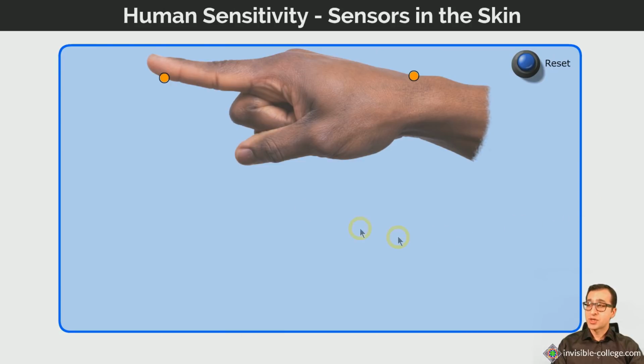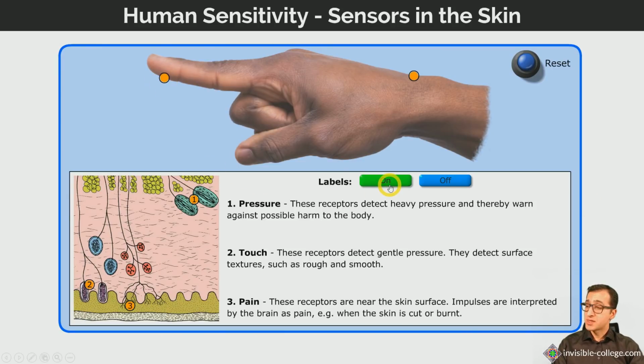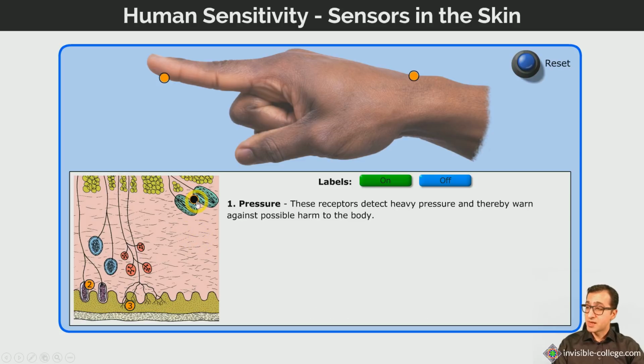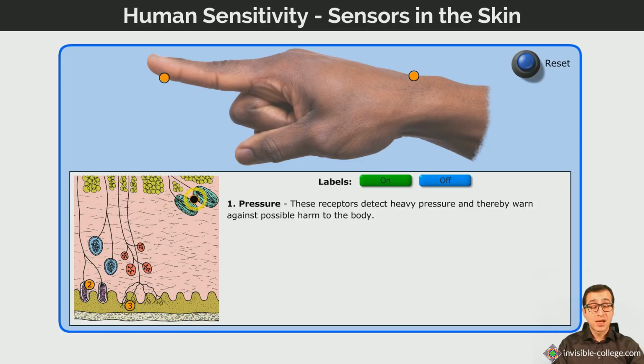So if we take, for example, just the skin, within the skin, we have a number of different types of specialized neurons, nerve receptor cells. So here we have pressure receptors. These detect heavy pressure, and we can see here that they are in the deeper layers of the skin. So here we can see the cornified layer of dead cells at the surface. These deep pressure receptors detect heavy pressure and warn against possible damage to the body.